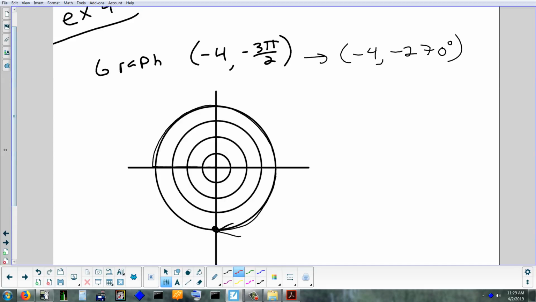What is another way that I could get to that same spot besides a -4, -270? Rob? Negative 490. All right, so we could do -4, 90. Okay, and I'm going to draw that one. So -4 brings me left 4, and then 90 degrees counterclockwise.